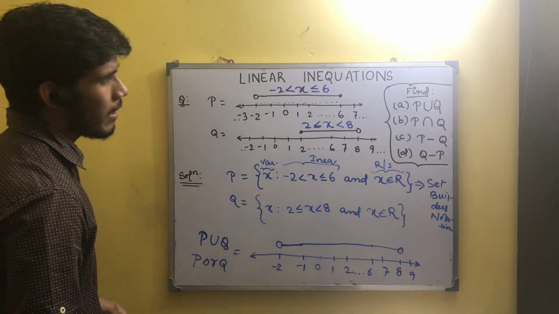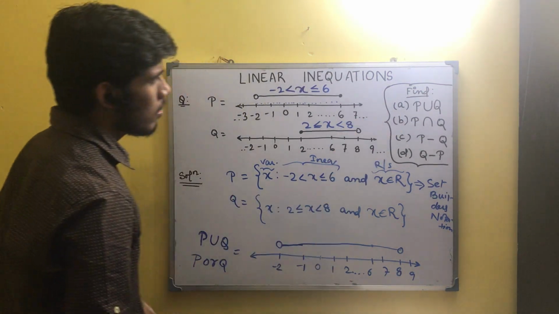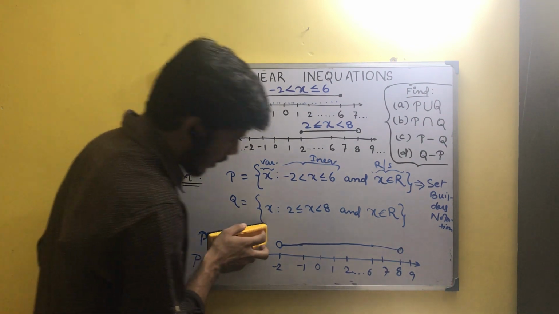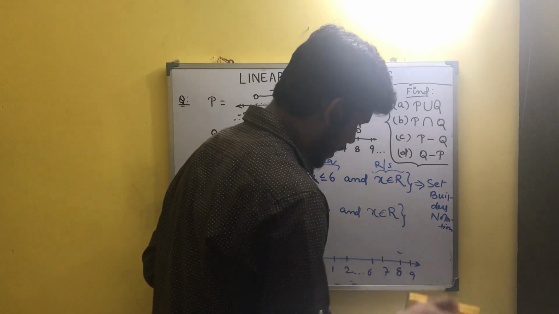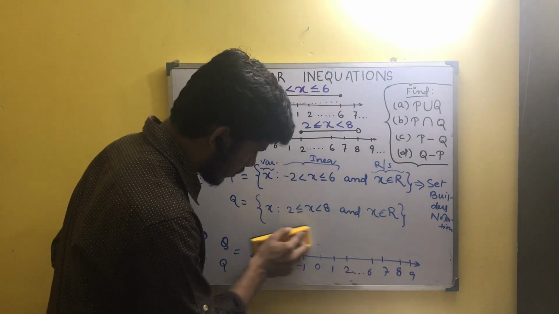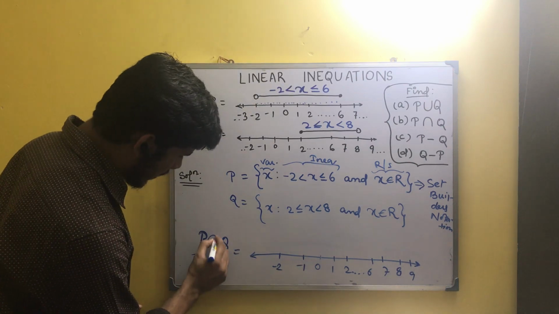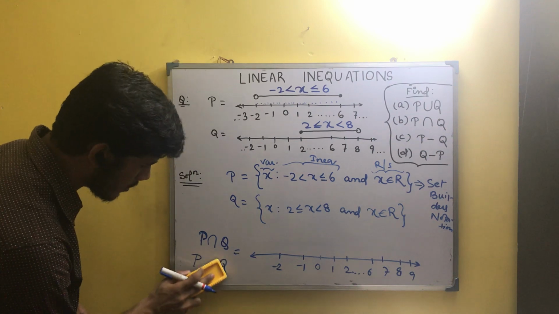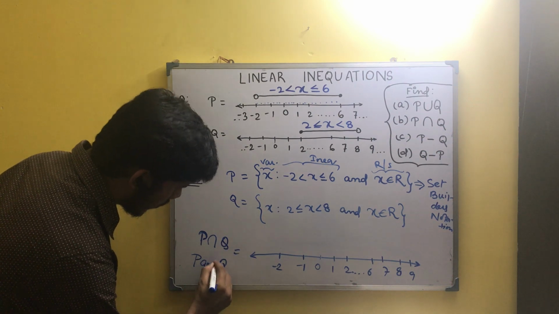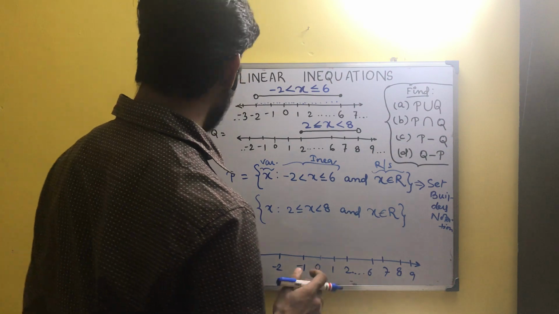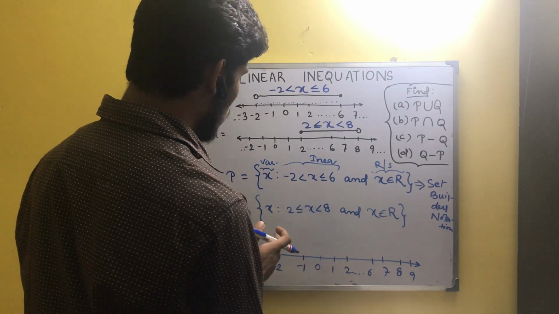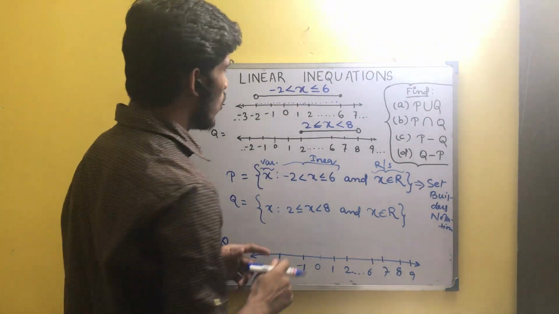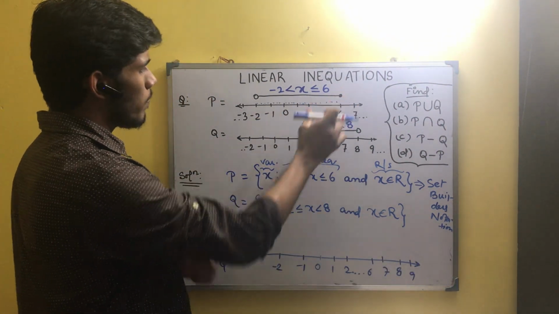So this is the entire answer for P union Q. Okay, now in the second part we have been asked for P intersection Q. I will represent it on this same number line again. Now P intersection Q, as we know, means P and Q. Now what does P and Q mean? P and Q means that you need to include only those values that are common to both P and Q.